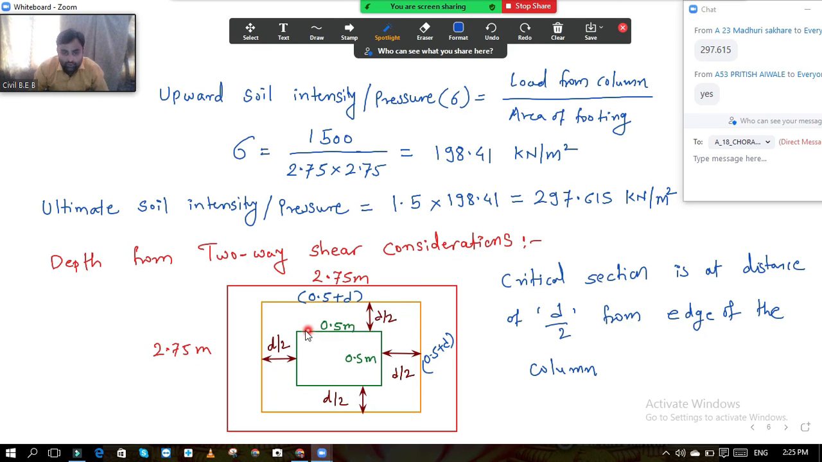That I have already shown you here. This is the column. These are the four edges of the column, and from each edge it is at a distance of d by 2. So d by 2 on the upward side, d by 2 on the right side, d by 2 on the downward side, d by 2 on the left side. Okay, so this is what is said: the critical section is at a distance of d by 2, and whatever area you get after this, this much area will get punched through the footing. Okay, have you understood up to this point?